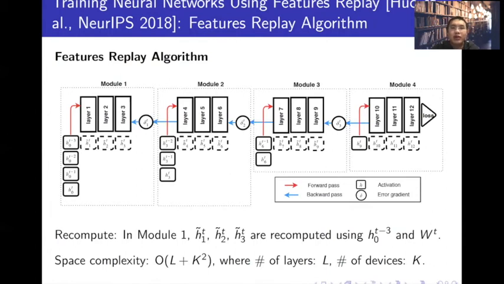In this way, we can reduce the space complexity to O(L + K²), where L means the number of layers and K means the number of devices. Because the number of layers is much bigger than the number of devices K, the space complexity is very similar to the memory consumption of the BP algorithm.